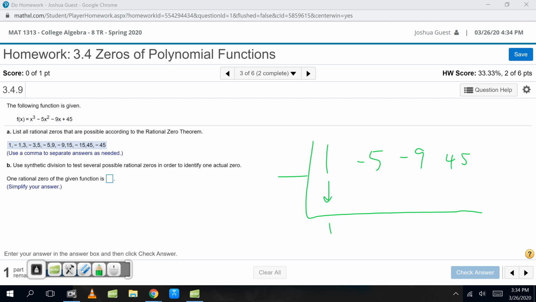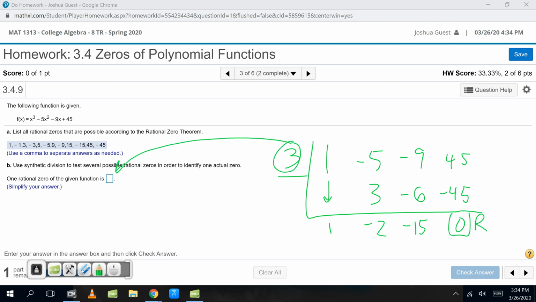So the next thing I try is 3. Bring the 1 down. 1 times 3 is 3. That's -2. 3 times -2 is -6. Is that right? And -9 and -6 is -15. 3 times -15 is, look at that. Now we finally found one, right? So that tells me right now that 3 is one of the answers that goes in there. One rational zero of the given function is 3.